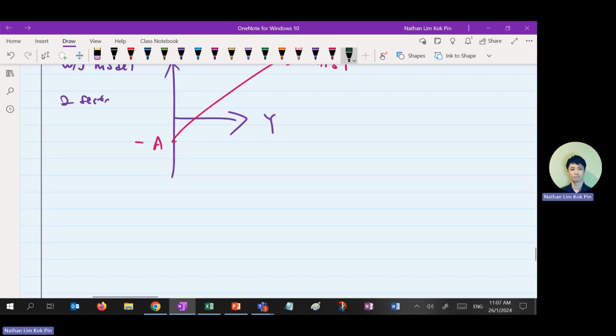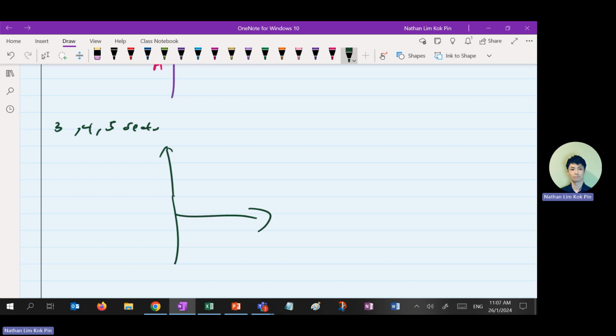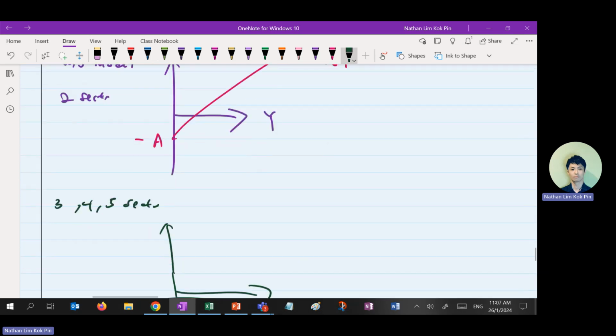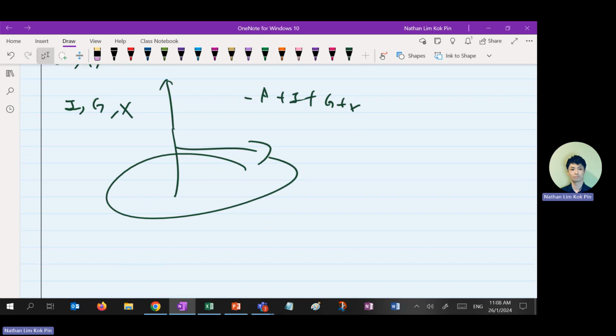However, this one I didn't cover previously. For the 3, 4, 5 sector withdrawal injection model, you won't necessarily need the negative anymore, because I, G, and X may cover your entire savings. So your negative A, if you continue to add I, G, X, and I plus G plus X is greater than negative A, it will become positive. So the intercept actually becomes positive. So it's not necessary for the 3, 4, 5 sector withdrawal injection model. You still have to draw until negative, depending on the question, because I can shift up.